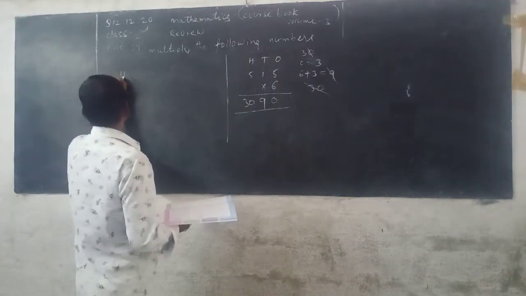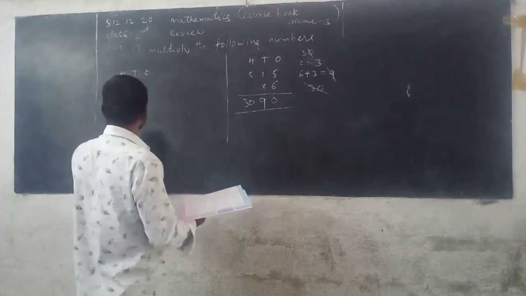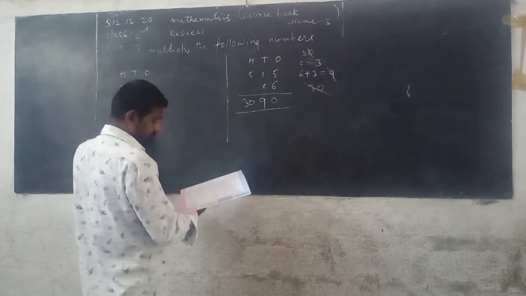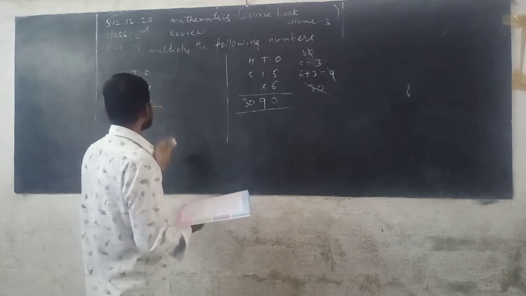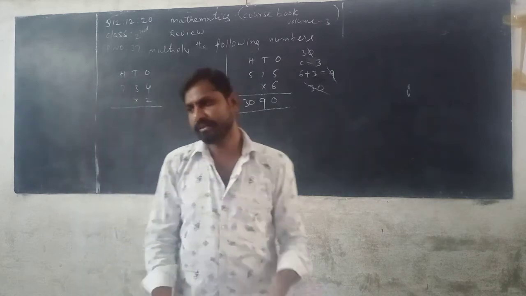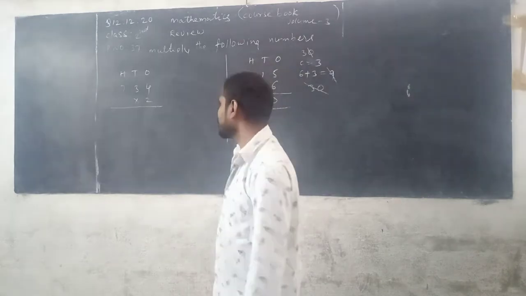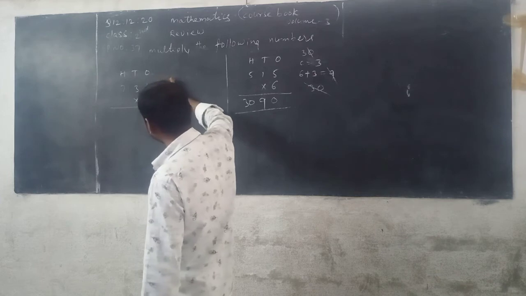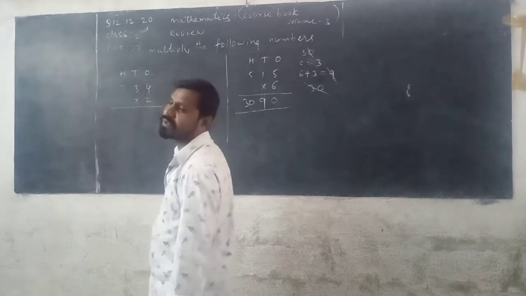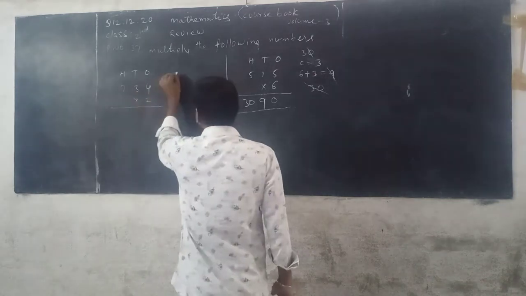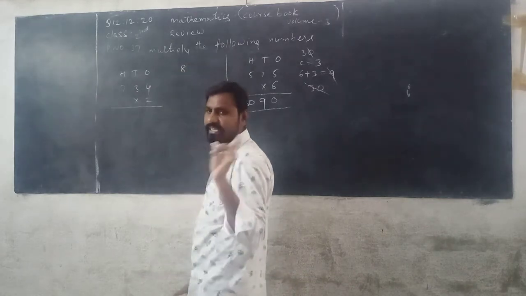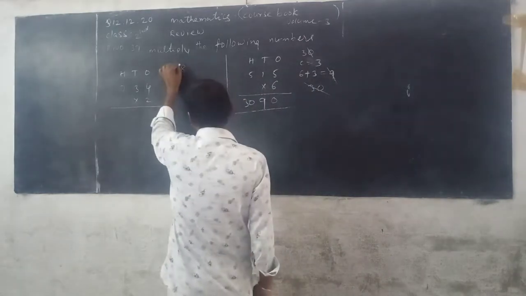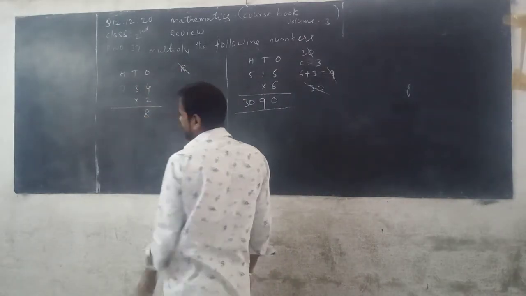See, this is hundreds place, tens place, ones place. 734 into 2. So 734 is multiplied by 2. So first we multiply the digits in ones place. The ones place digit is 4. 4 is multiplied by 2. Then you can read 2 table. 2 4s are 8. 8 is a 1-digit number. There is no carrying. So you can write 8 directly in ones column of the product.